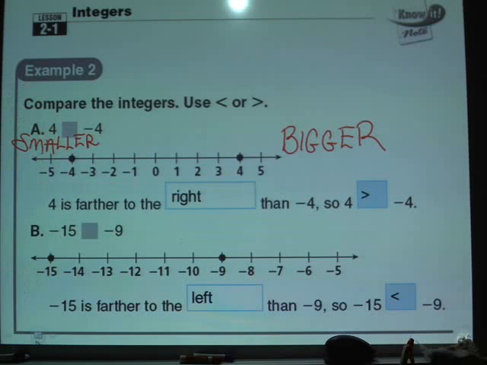Now this first question doesn't really challenge us though, because it compares a positive and a negative. Any positive number is always bigger than any negative number. Doesn't matter what it is, a positive is always bigger than a negative. So when I'm comparing 4 and -4, which you can see they've already plotted on the number line, 4 has to be bigger.